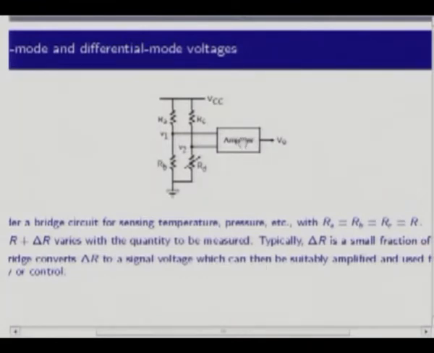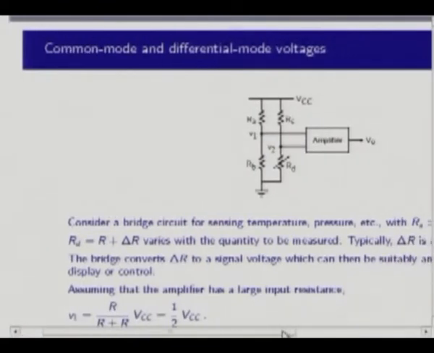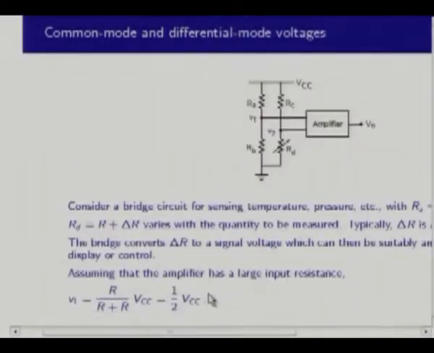And this could be a difference amplifier, it could be an instrumentation amplifier, and then we will see why an instrumentation amplifier is used. So let's look at this particular bridge circuit, and this essentially is the motivation for a large common mode rejection ratio and definitions for common mode voltages, differential mode voltages and so on. So assuming that this amplifier has a large input resistance, what it means is this current and this current drawn by the amplifier is 0.